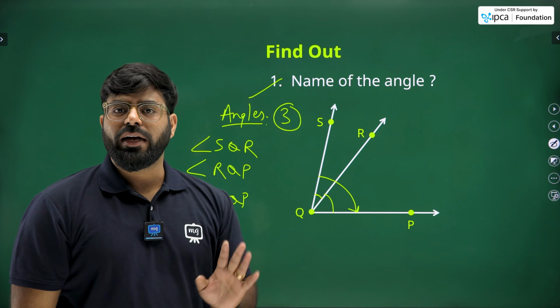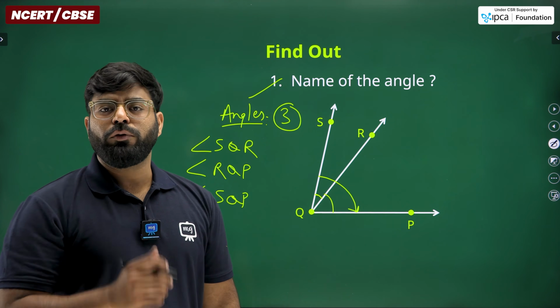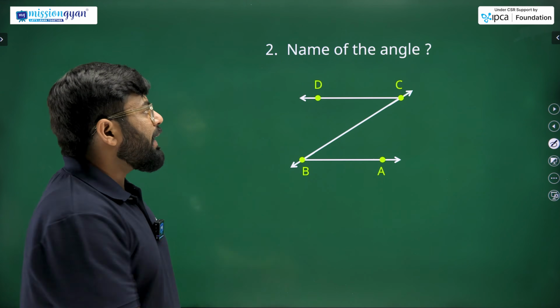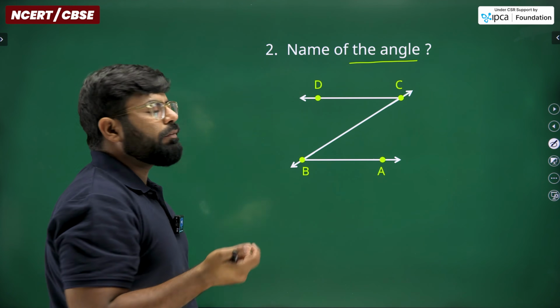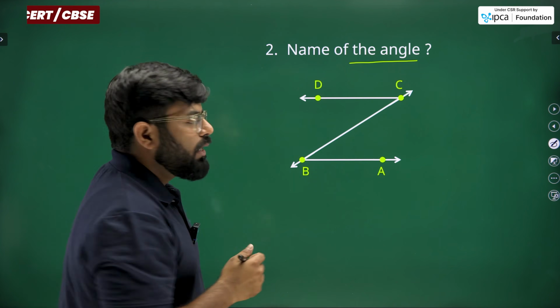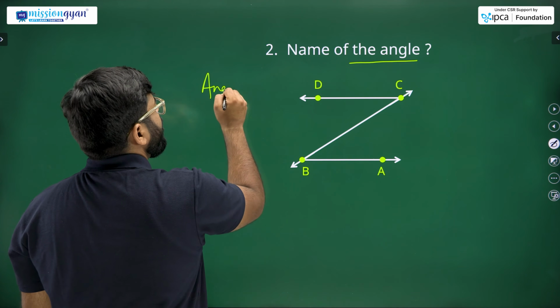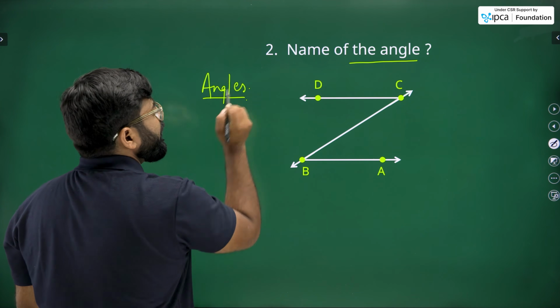Is that clear? Understood? If yes, then let's move towards the second question. The second question is saying you have to name the angles. In this figure also, what you have to do is name the angles. So let's find out the angles in this figure also. So what are the angles?